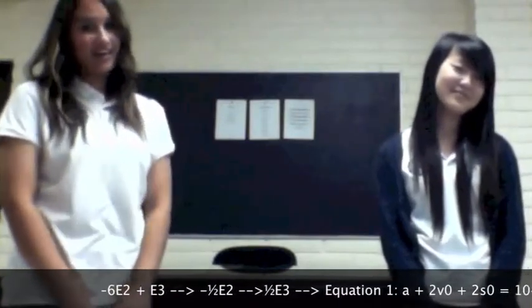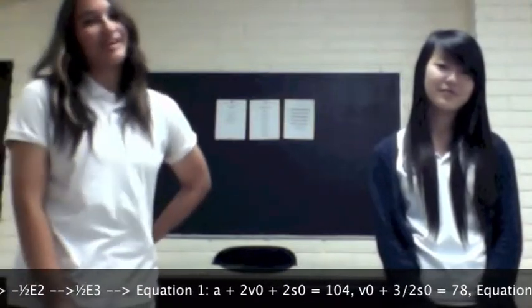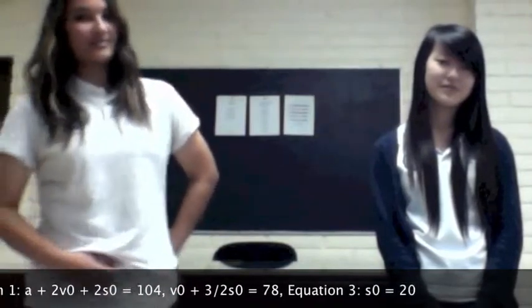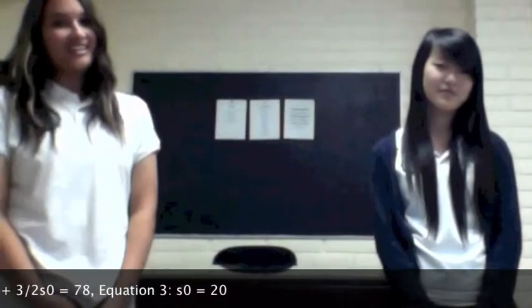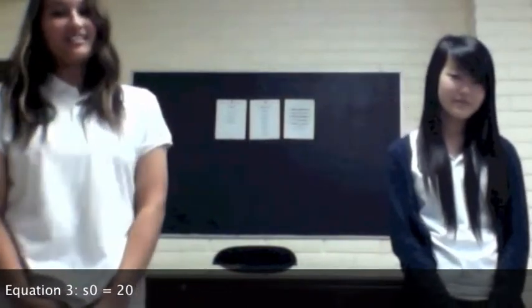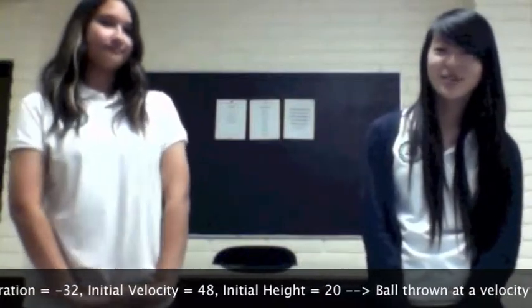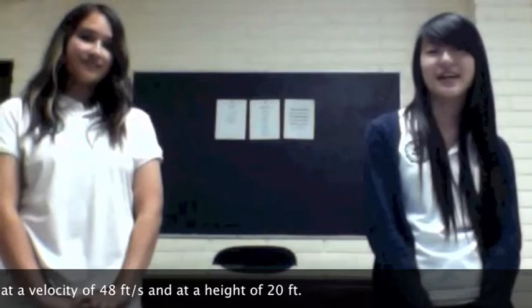After, we can multiply the second equation by negative 1/2 to produce a new second equation, and then multiply the third equation by 1/2. a plus 2v sub 0 plus 2s sub 0 equals 104. v sub 0 plus 3/2 s sub 0 equals 78. s sub 0 equals 20. Yay! So the acceleration is negative 32, the initial velocity is 48, and the initial height is 20. This means that the ball was thrown up at a velocity of 48 feet per second and at a height of 20 feet.